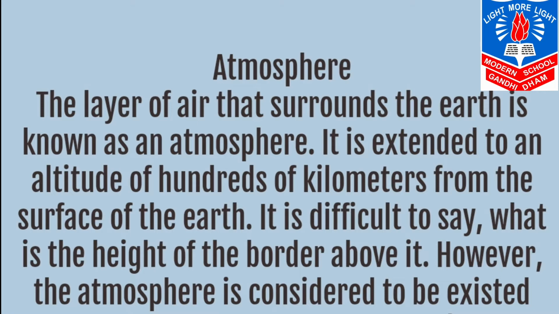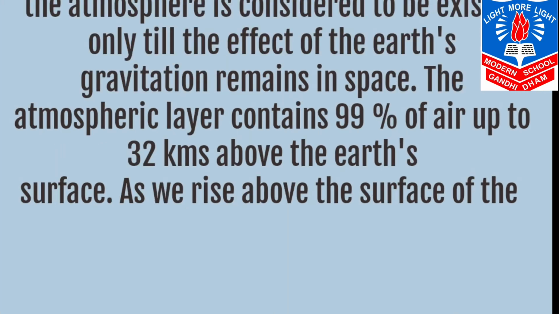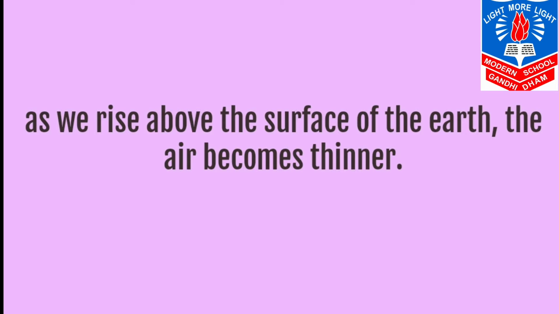It is difficult to say what the height of the border above it is. Now the atmosphere is considered to exist only as long as the effect of the earth's gravitation remains in space, and we can see that the atmosphere layer contains 99% of air up to 32 kilometers above the earth's surface, and as we rise above the surface of the earth, the air becomes thinner.